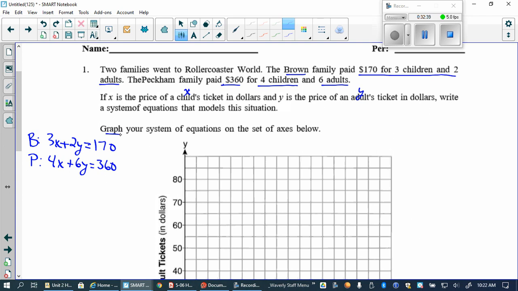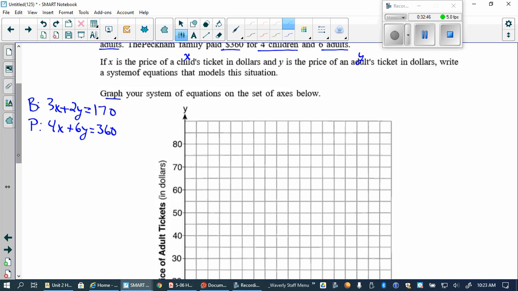Let's graph them. You want to try our new intercepts method? Let's take the Browns: 3x plus 2y equals 170. Let's find the x-intercept. It would be 3x equals 170. Get your calculator, what's x equal?